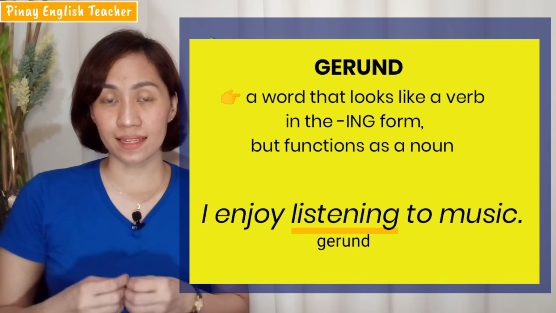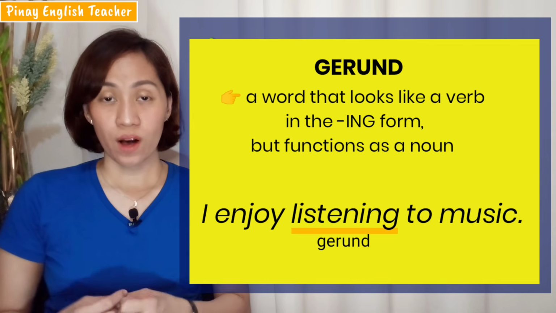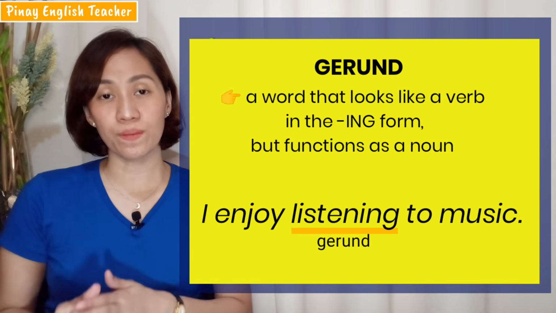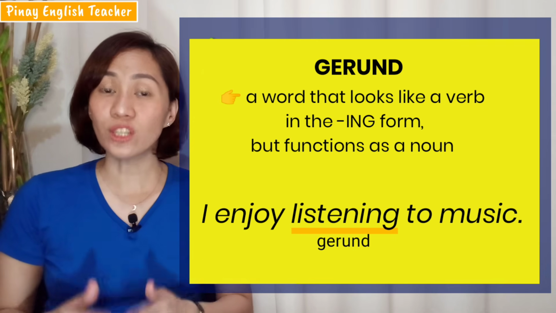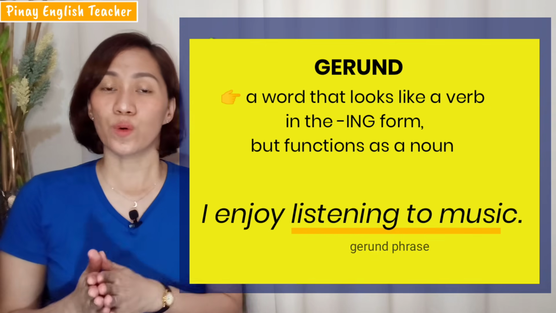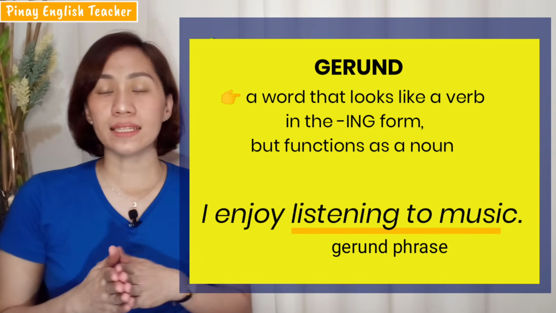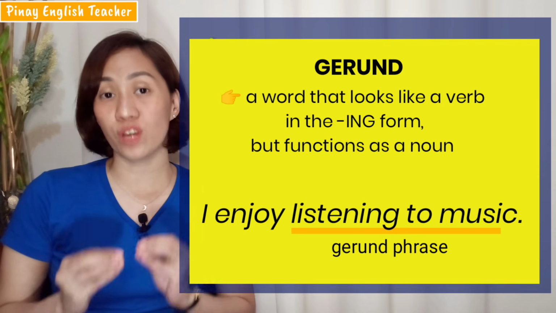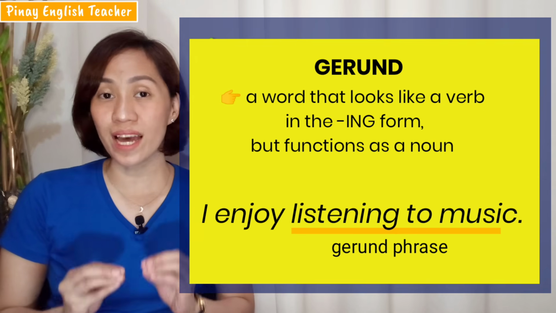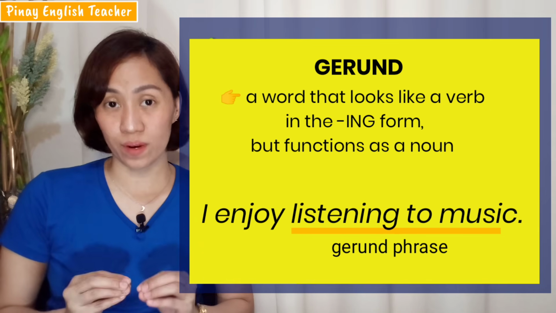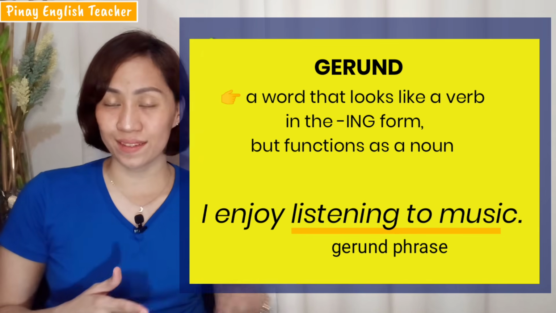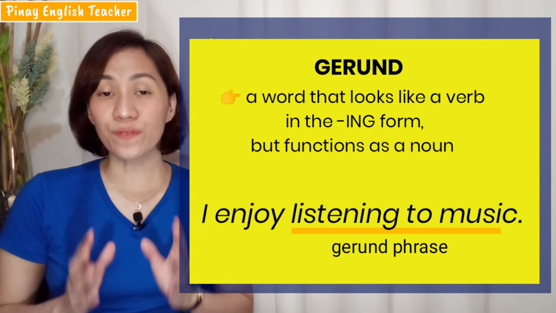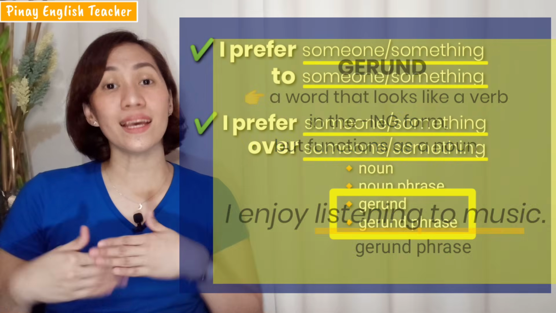I enjoy listening to music. Yung listening sa sentence na yan ay hindi verb. Although it looks like a verb in the ing form, it does not function as a verb in that sentence. It functions as a noun, okay? So, yung listening to music ay isang halimbawa ng gerund phrase because it starts with a gerund. Again, yung listening dyan ay isang gerund. It's the act of listening to music. Pakikinig sa musika. And of course, yung verb sa sentence na yan is enjoy.